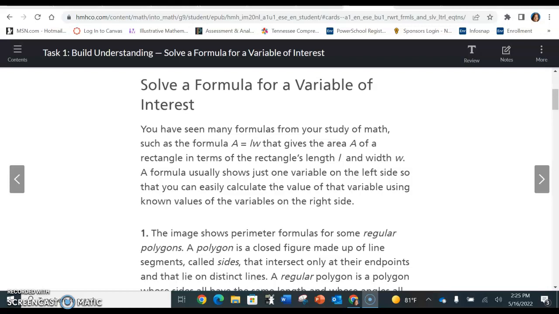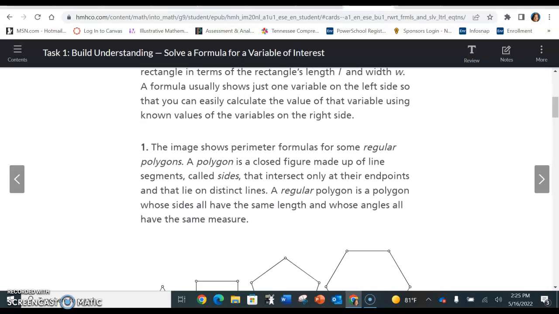Lesson 2.3, Task 1. Solve a formula for a variable of interest. You have seen many formulas from your study of math, such as the formula A equals LW that gives area A of a rectangle in terms of the rectangle's length and width. A formula usually shows just one variable on the left side so that you can easily calculate the value of that variable using known values of the variables on the right side.